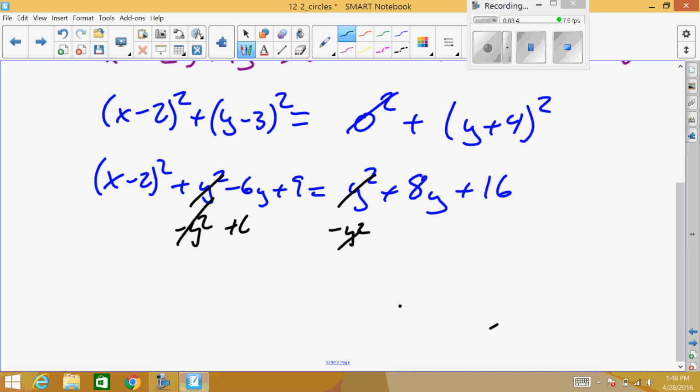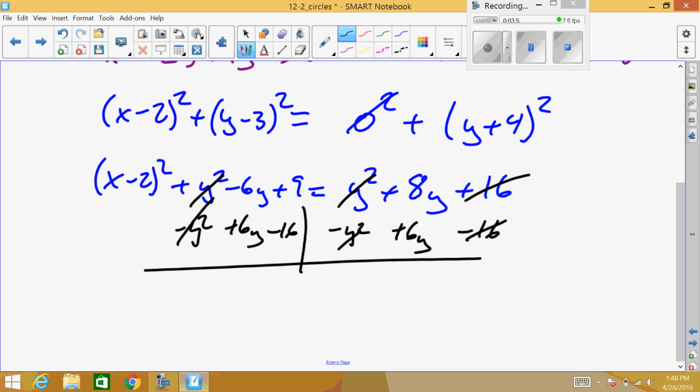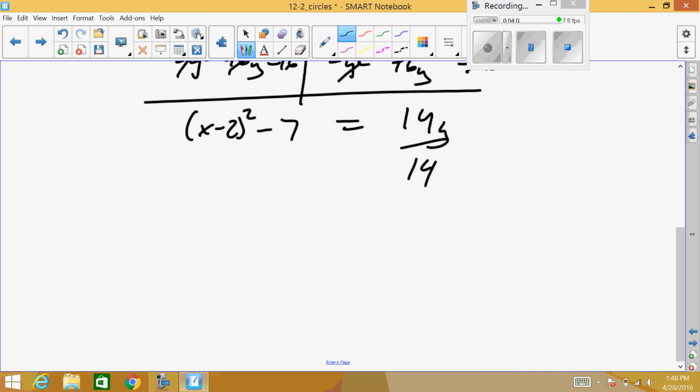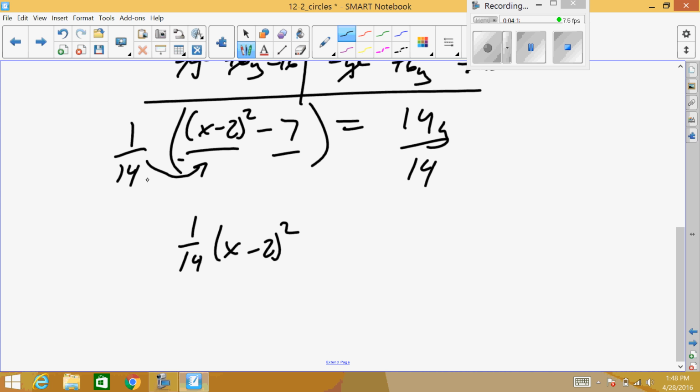Now while I'm here, I'm going to move all my y's to the same side and move my constants to the other side. So on the right, I get 14y equals x minus 2 quantity squared minus 7. And I'm going to divide by 14. On this left side, since I've got 2 terms, I'm going to multiply by 1/14 and distribute. First term, 1/14 times x minus 2 squared, minus 7 over 14, which is 1/2, equals y.